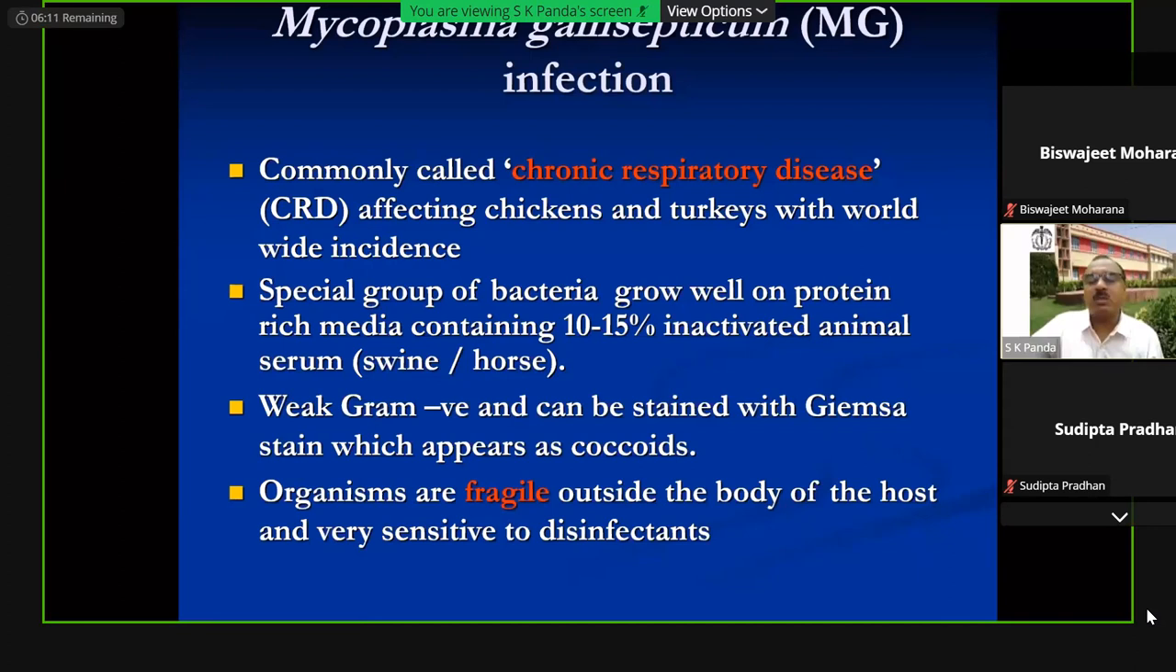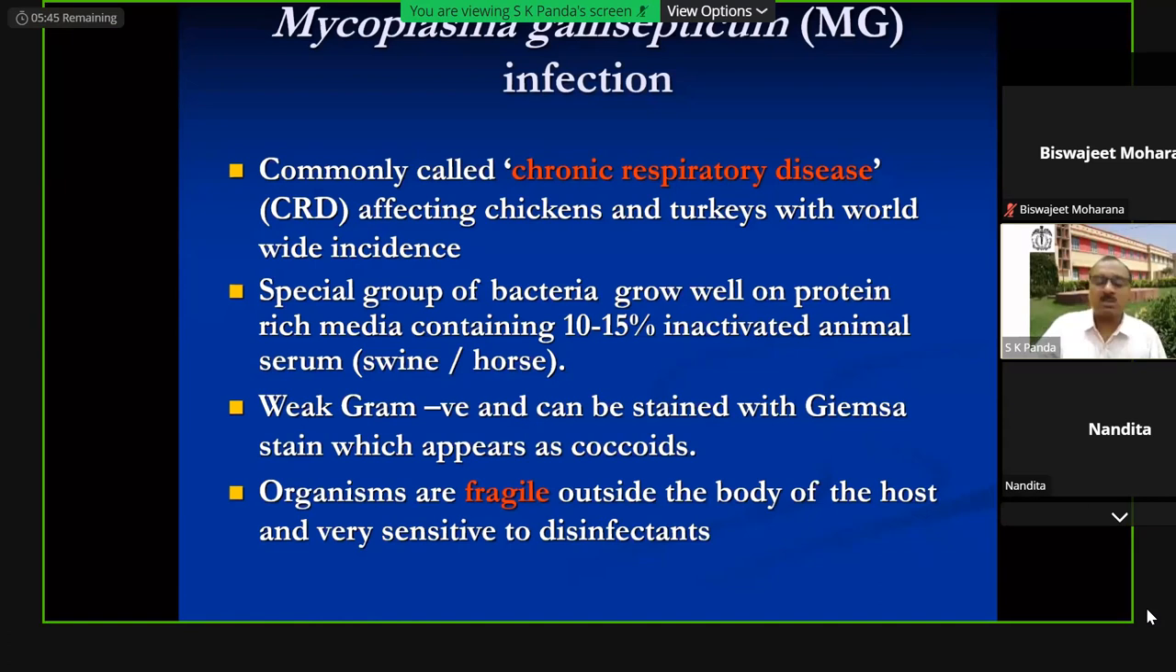But the organisms are very fragile. You just imagine which bacteria are fragile and which bacteria are resistant. If you remember that, it will be helpful to you to remove this bacteria from the shed for future control. This bacteria is very fragile, so you can remove it. You can suggest, yes, now apply antiseptics and disinfectants.